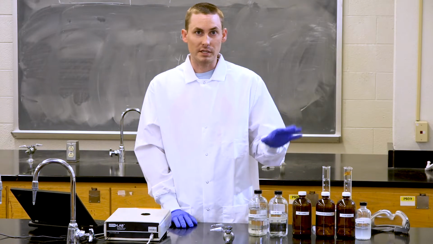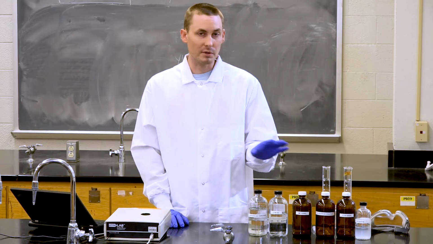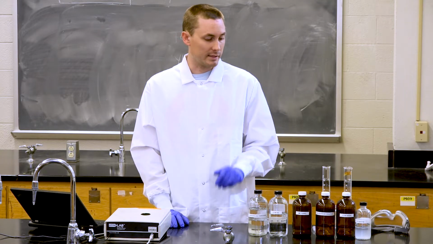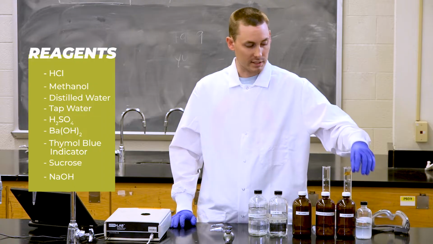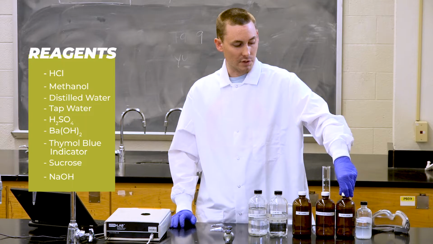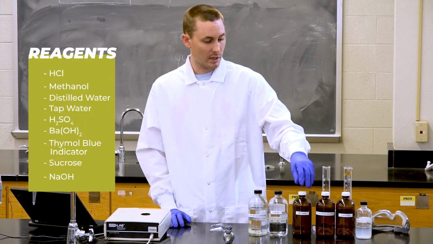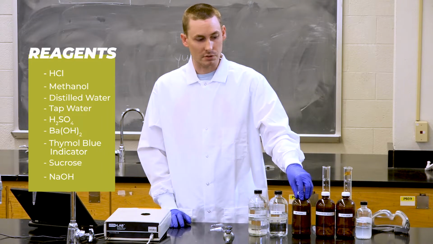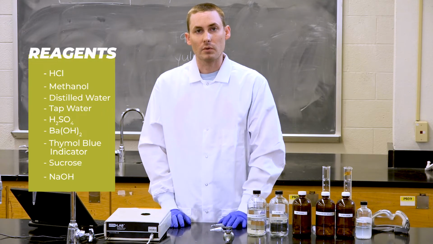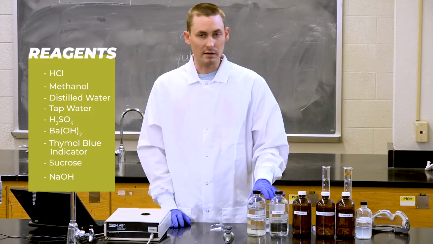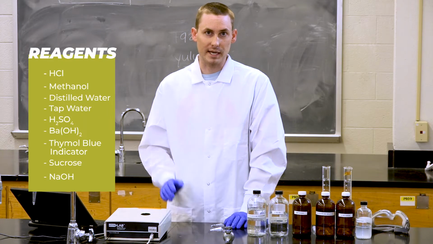So to start, we need to talk about the materials and the equipment that we're going to use for this lab. We have a number of ionic solutions here and some non-ionic solutions. So for instance, we have barium hydroxide, sulfuric acid, a sucrose solution, which is table sugar in water, a methanol solution, hydrochloric acid, and sodium hydroxide. We're also going to be testing the conductance of distilled water and also tap water from the tap in your lab.